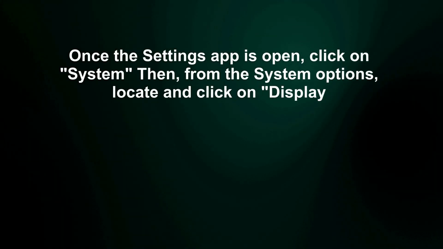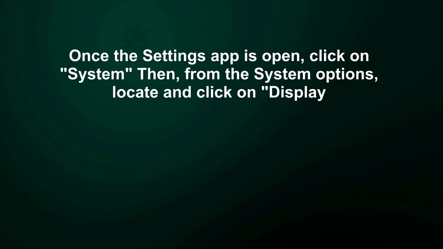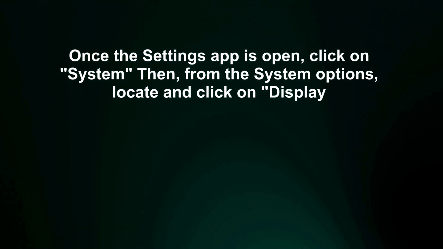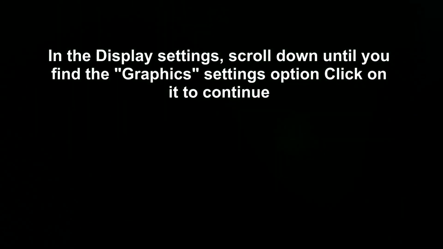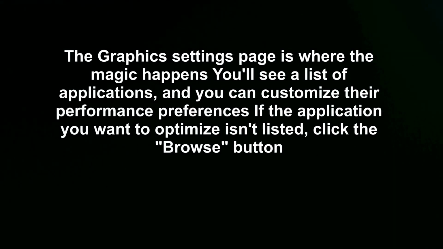Once the Settings app is open, click on System. Then, from the System options, locate and click on Display. In the display settings, scroll down until you find the graphics settings option. Click on it to continue. The graphics settings page is where the magic happens.